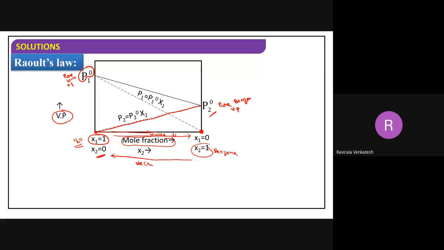Okay, so what does this vapor pressure depend upon? Whichever component has more vapor pressure, the total vapor pressure always depends upon the mole fraction of the gases. Whichever component's mole fraction has the higher vapor pressure, in that case the total vapor pressure will be more.